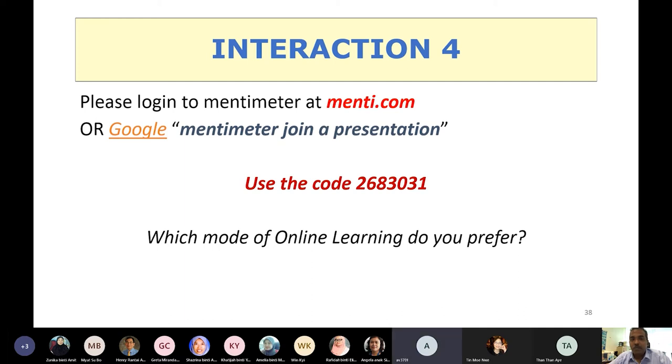Now, which mode of online learning do you prefer? Can you please go to this new Mentimeter point, and you can't use the previous code. This is a new code.